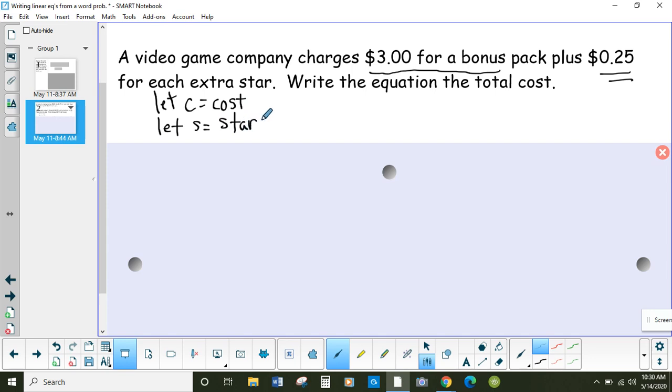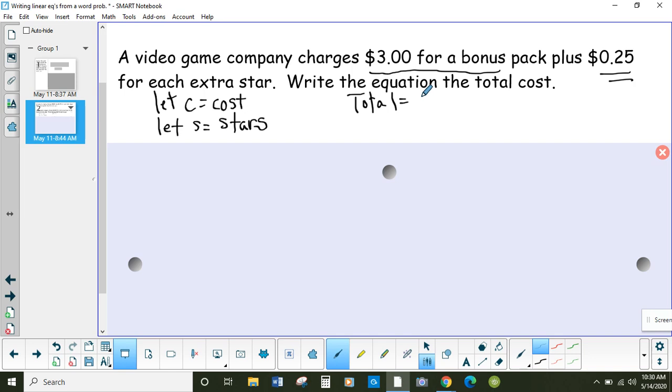So this is assuming some stuff comes with this pack that you buy in this video game. They give you some stuff, give you some stars, but if you want more bonus stars so you can cheat and get ahead of everybody else, you're going to have to pay 25 cents each star. Another way they're tricking you out of your money, aren't they? So let's go ahead and figure this equation out. The total cost, the money, this is like most equations in math classes. We're adding stuff up to equal a total.